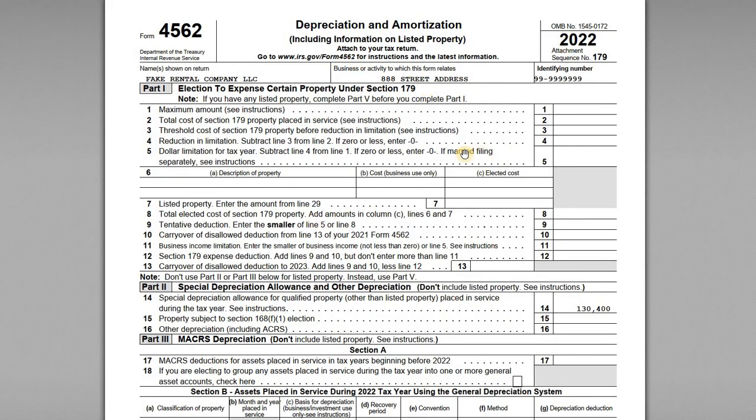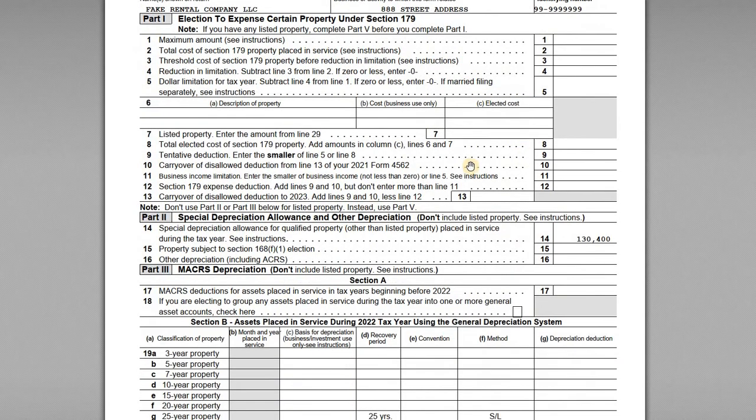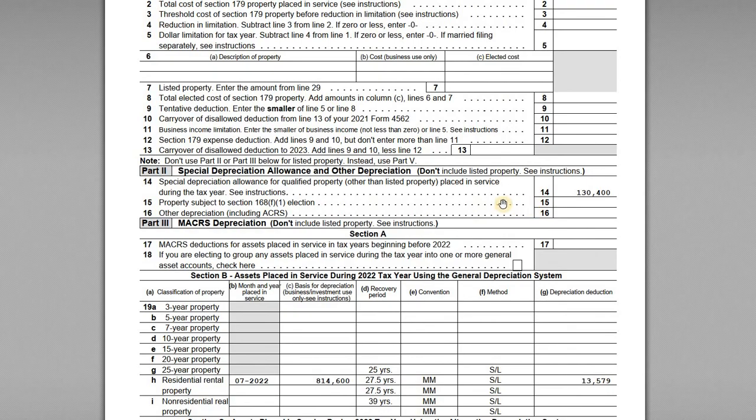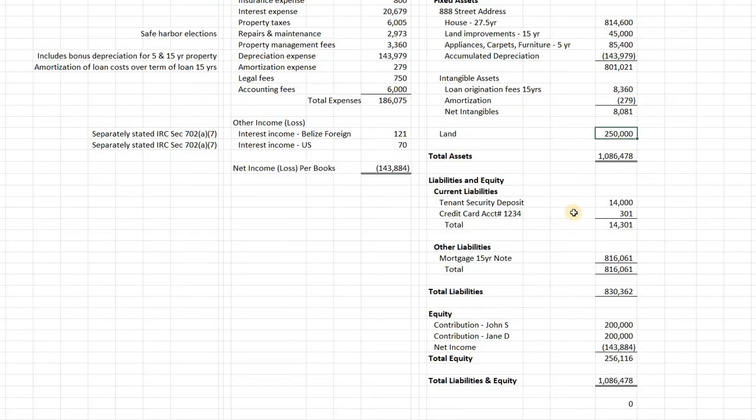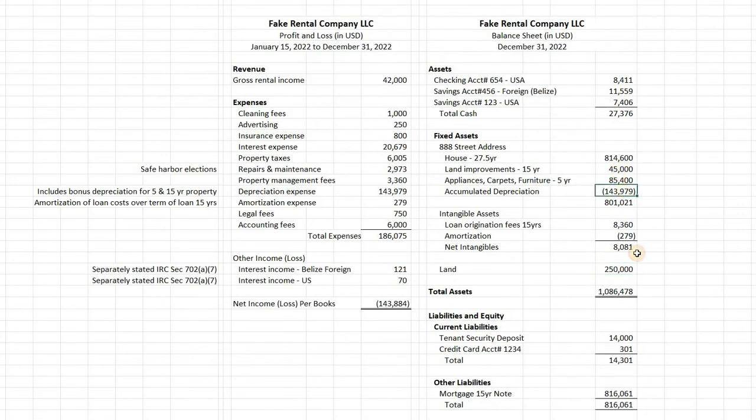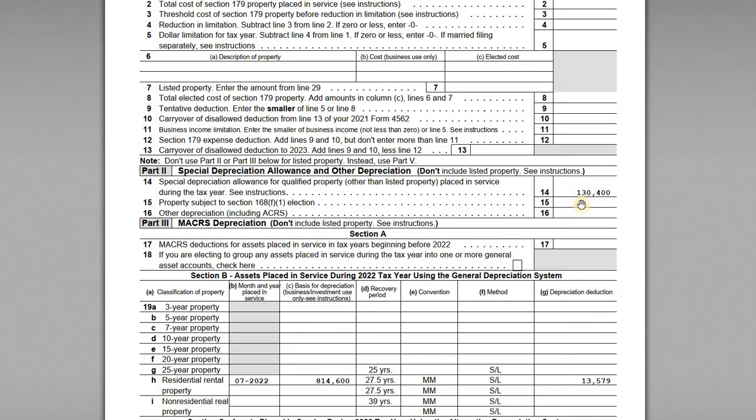So 4562 is where we disclose all the depreciable assets, right, and the depreciation expense we're taking. In part 2, this is where we have the bonus depreciation for the qualified property, right? So the $130,400, that is the bonus depreciation for the 15-year and the 5-year property. So $130,000, that's these 2 components here. So $130,400, that's what's being depreciated here as bonus depreciation.